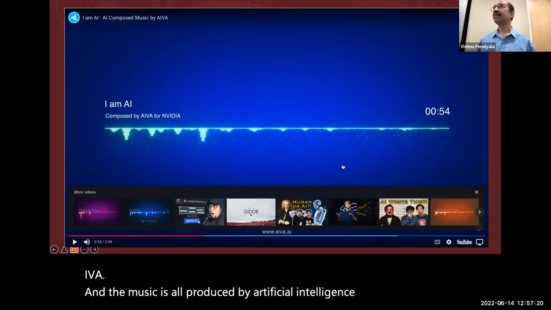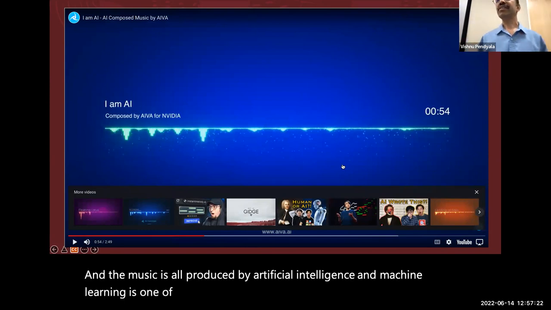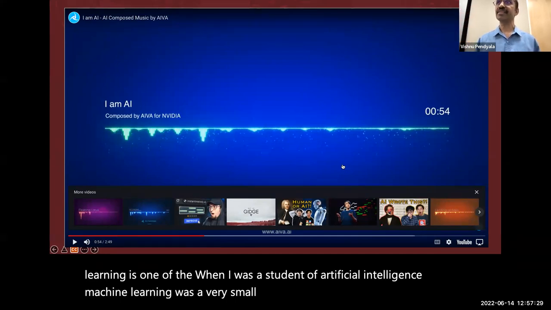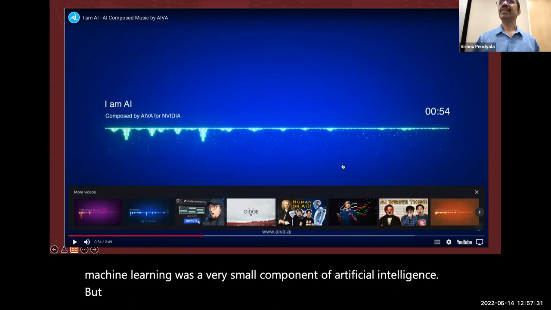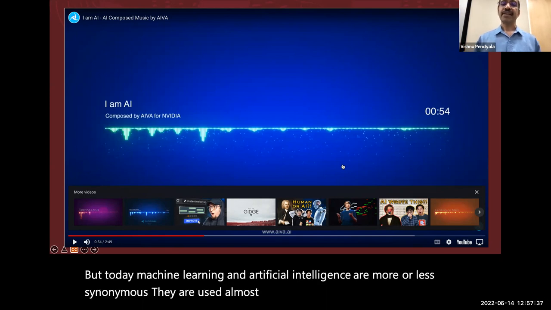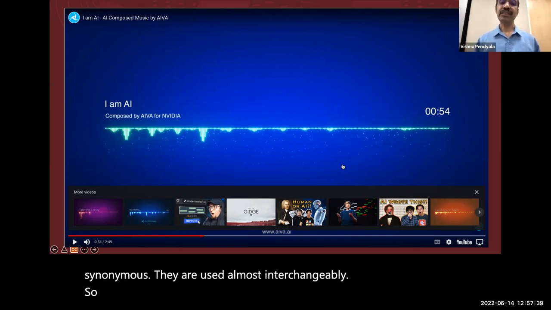And machine learning, when I was a student of artificial intelligence, was a very small component of artificial intelligence. But today, machine learning and artificial intelligence are more or less synonymous. They are used almost interchangeably. So that is how much machine learning has grown in these years.